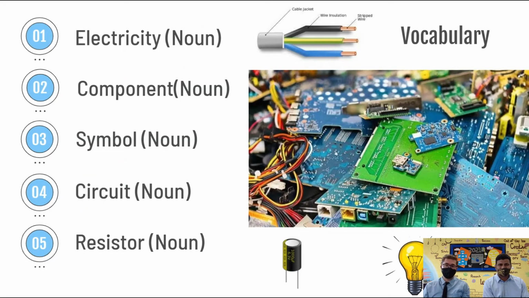So let's go to the vocabulary. Number one, electricity. It's all what you see around your house, everywhere you see light, electricity, charging your phone. It's the material charge.